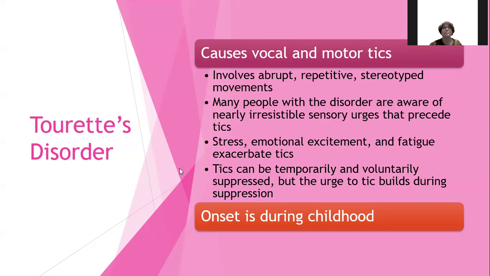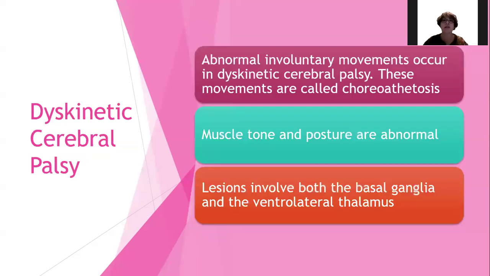So the thing that you hear about Tourette's is that people yell out words or something like that, but it can also be physical tics, abrupt movements. Dyskinetic cerebral palsy is abnormal involuntary movement, often called choreoathetosis. It's like a writhing movement.